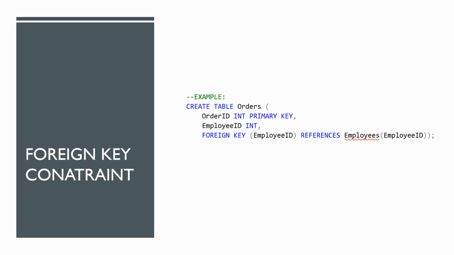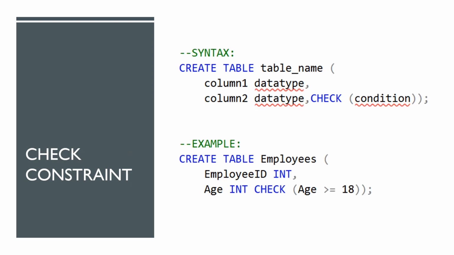And employee ID is an integer data type, and the last line statement creates a foreign key constraint on the employee ID column, ensuring that every employee ID in the orders table must be matched in the employee table. And this maintains referential integrity between the orders and employee tables. So this one ensures that every order is associated with a valid employee.